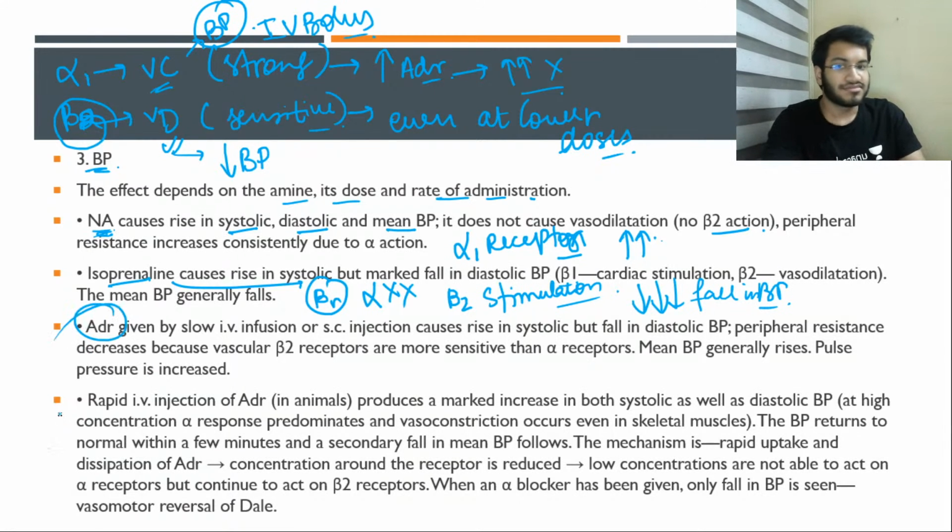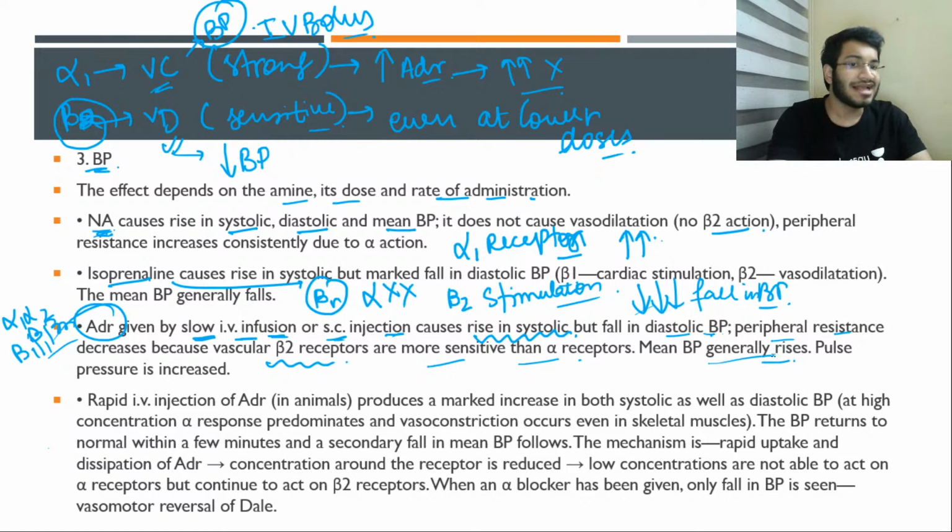Now comes adrenaline, that can stimulate alpha 1, alpha 2, beta 1, beta 2 and beta 3, all the receptors. Now if you give slow IV infusion or SC injection, it will cause initial rise in systolic BP and fall in diastolic BP, because peripheral resistance decreases, because beta 2 receptors are more sensitive than alpha receptors, right? This is the cause, जैसे मैंने आपको बता दिया. Mean BP generally rises because systolic is rising and diastolic is falling. Pulse pressure is increased.